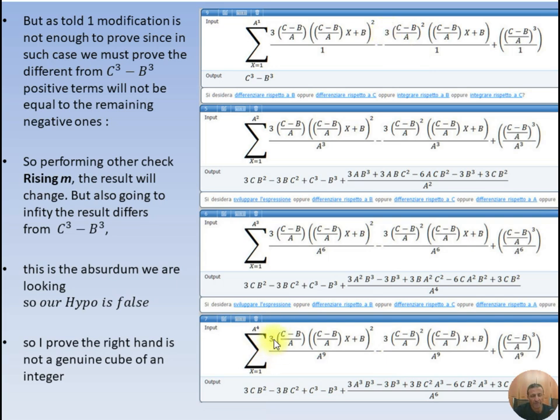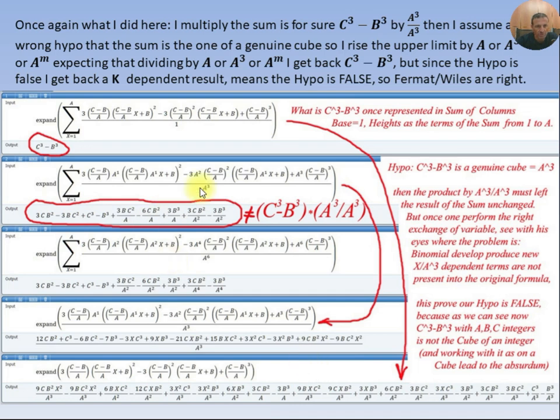Of course, we push a to the limits. These terms here vanish, and again we do not have c cube minus b cube, because b is smaller than c, and then this term is for sure bigger than this, and so this is not exactly c cube minus b cube. So one more time, using Mathematica to prove I'm not cheating, we have a sum from 1 to a.